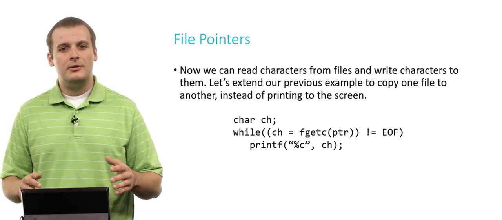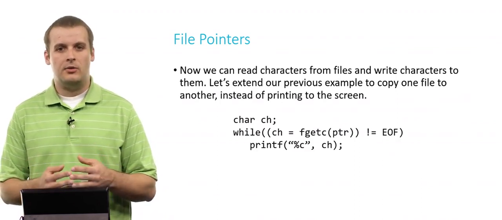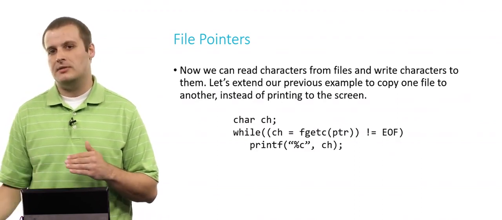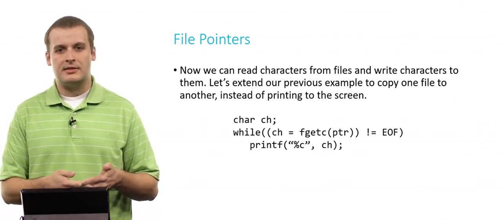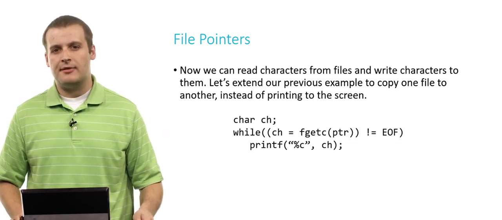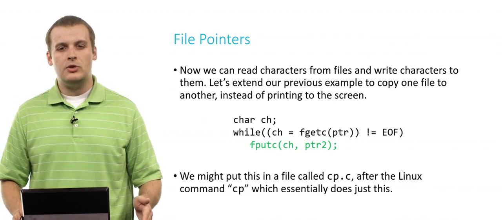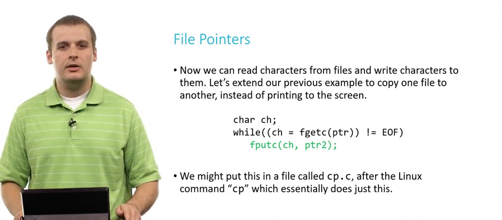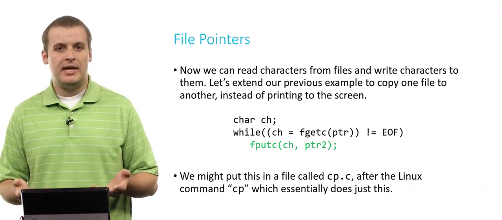But now we can do another thing. We had this example we were just going over about being able to replicate the cat Linux command, the one that prints out to the screen. Well, now that we have the ability to read characters from files and write characters to files, why don't we just substitute that call to printf with a call to fputc, and now we've duplicated cp, a very basic Linux command that we talked about way long ago in the Linux commands video. We've effectively duplicated that right here.